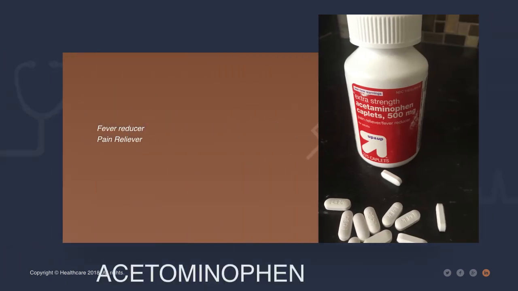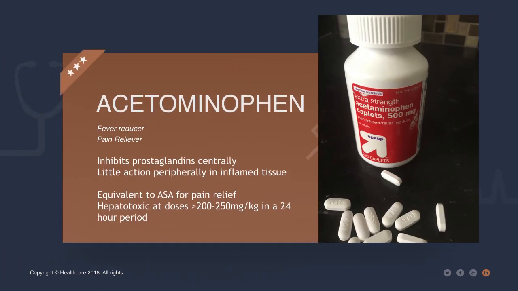We'll conclude this portion of the presentation with a slide on acetaminophen, or Tylenol. Tylenol is an excellent fever reducer and an excellent pain reliever. The drug inhibits prostaglandins centrally for its action, but it has little action peripherally in inflamed tissue. It's equivalent to aspirin for pain relief. However, it's hepatotoxic, or has liver toxicity issues, at doses greater than 200 to 250 milligrams per kilogram in a 24-hour period. So we wouldn't want to exceed more than 4,000 milligrams in any 24-hour period.